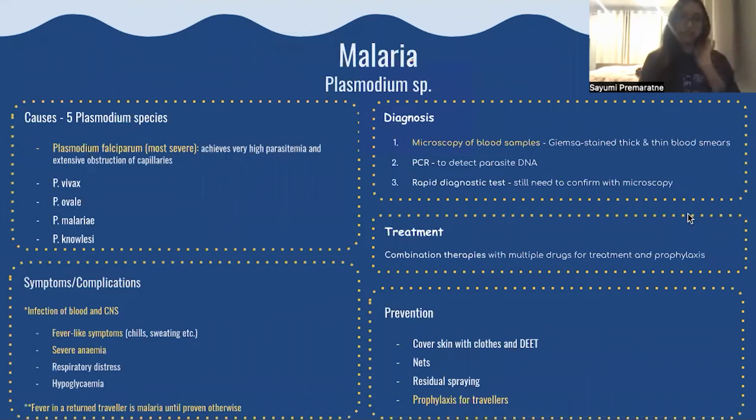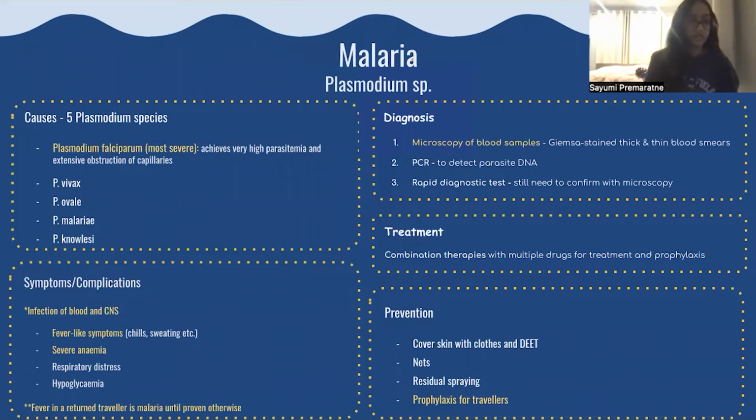Okay, so malaria, this disease is caused by the Plasmodium species. So there's 5 different parasites that will cause it. But the main one that you need to know is the Plasmodium falciparum, and that one is the most severe one. So that's the one that will cause a high number of parasites in your blood, and that's the one that will cause the most damage as well.